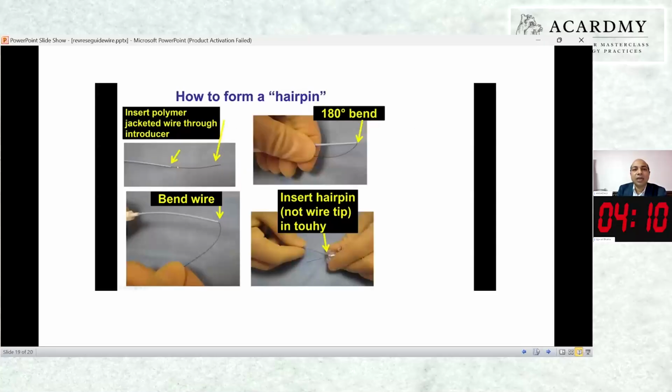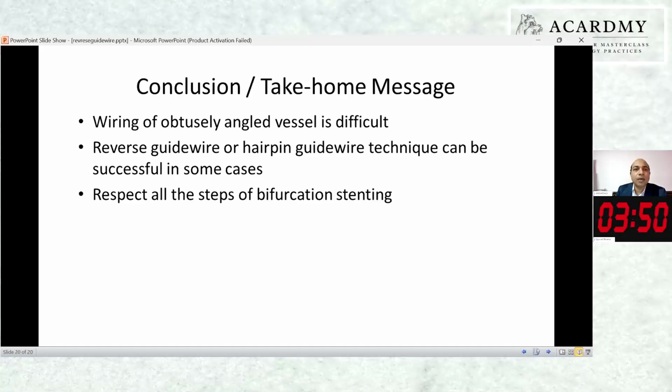This is the diagram which I took from Dr. Mano's YouTube channel, and actually I learned this technique from that YouTube channel only. So we need to insert a micro polymer jacketed wire through the introducer, and then we need to make a 180-degree bend. And we need to insert this hairpin loop into the catheter.